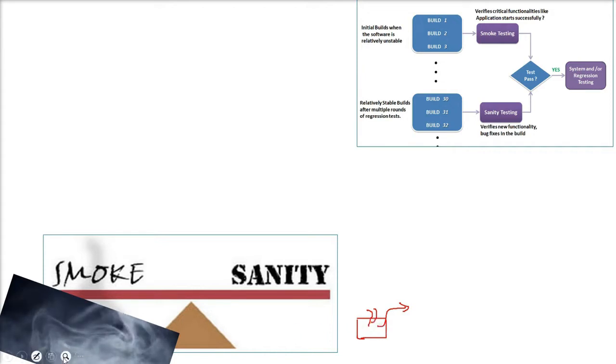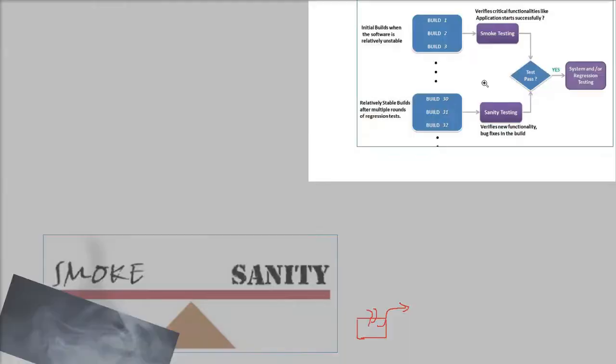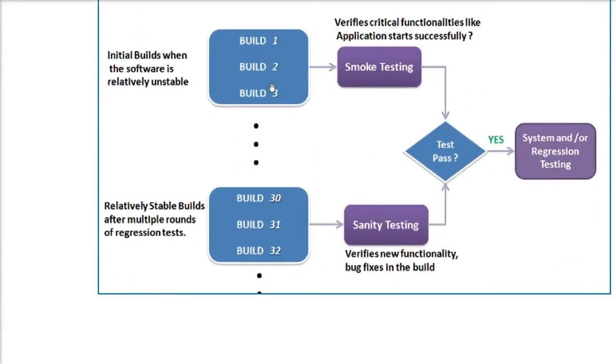Smoke testing is all about this: in the initial builds, when the software is relatively unstable, I am talking about builds 1, 2, 3, we do the smoke testing. This smoke testing is a shallow testing. It is not deep testing. It is not testing which goes to a particular part. It is an overall view, so it verifies critical functionalities, like whether the application starts successfully or not.